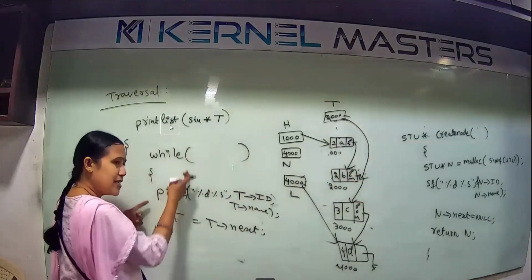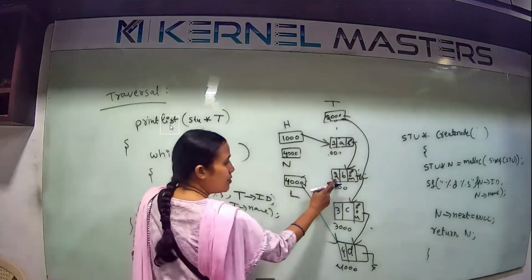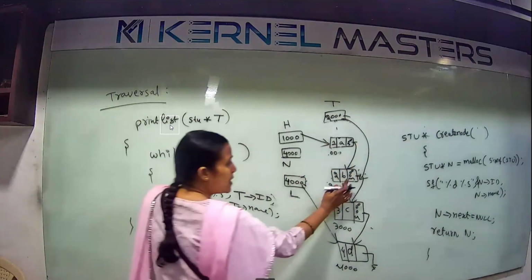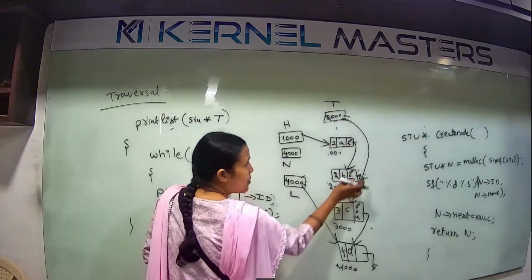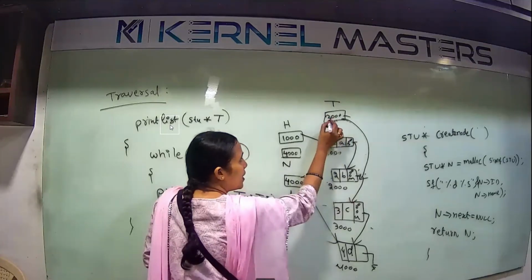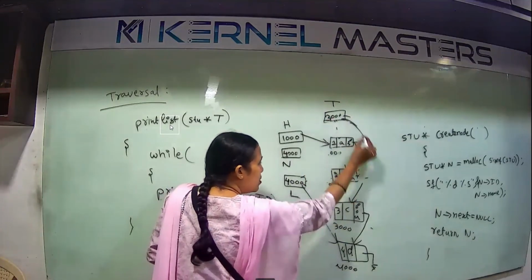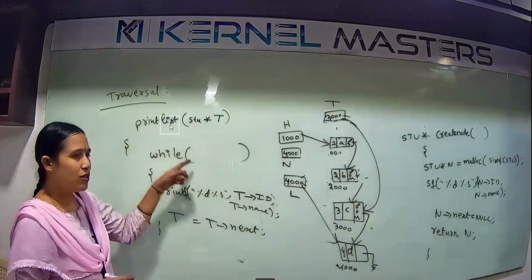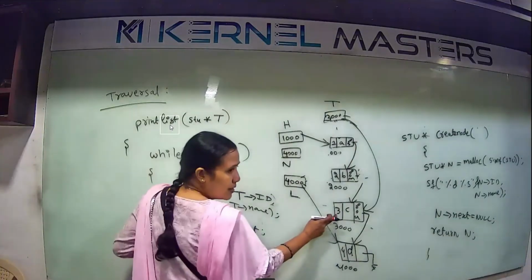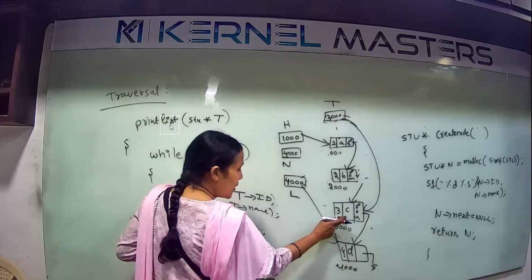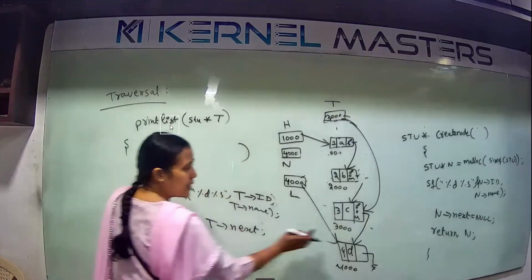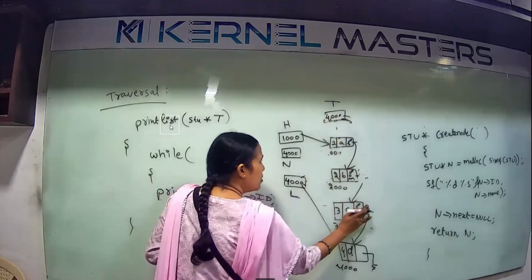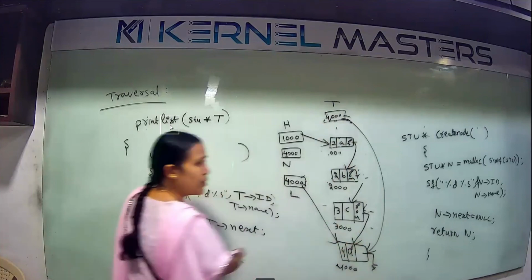Okay. Again in the next iteration, print the ID number and name of the next node. Then T is equal to T next. What is T next now? T next is 3000. 3000 is copied to T. That means T is now going to the third node. Right? Again, print the ID number and name of the third node. Then T next you will copy to T. What is T next? 4000. 4000 you will copy to T, so that T is now pointing to the next node.